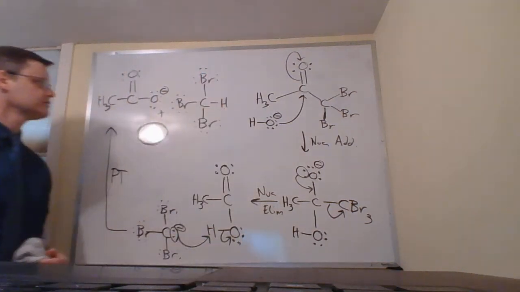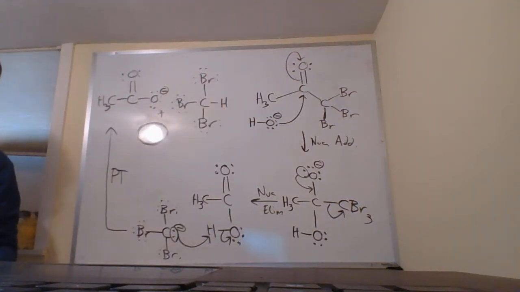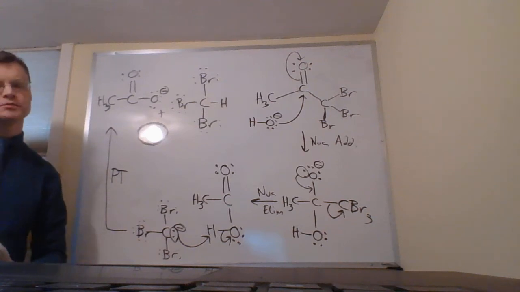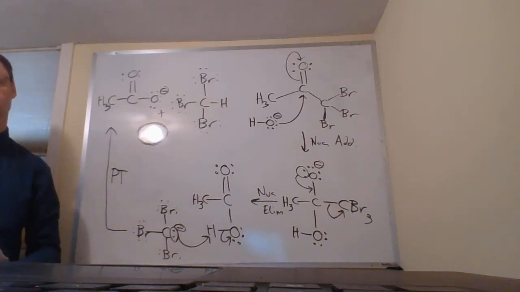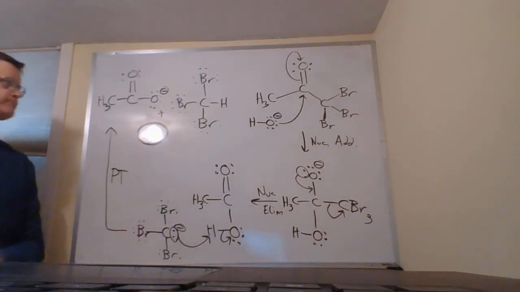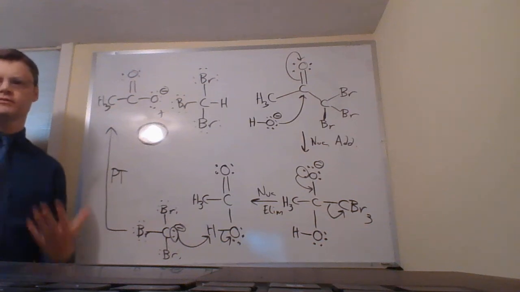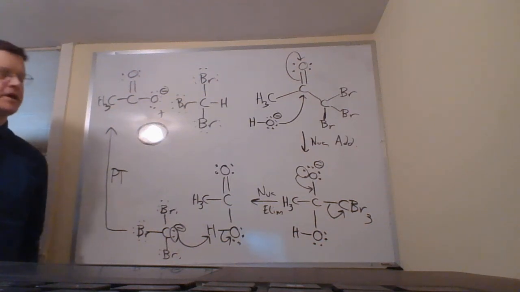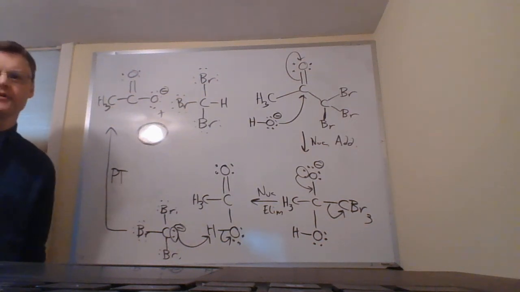All right. So that's going to conclude this lecture on base-promoted alpha halogenation and the haloform reaction. Note, it's called base-promoted because we use a full equivalent of the base when we're doing that alpha halogenation. So it doesn't get regenerated, so we don't call it base catalyzed. All right, thanks for watching.